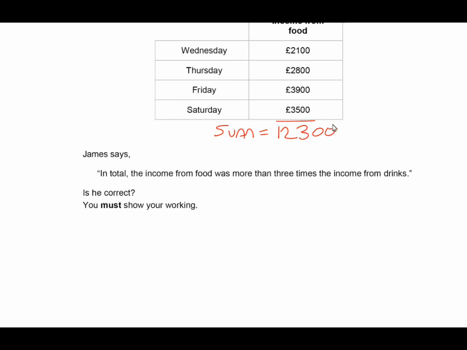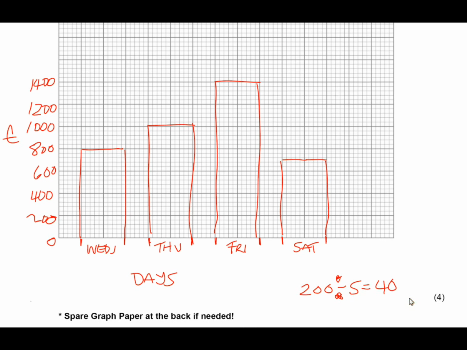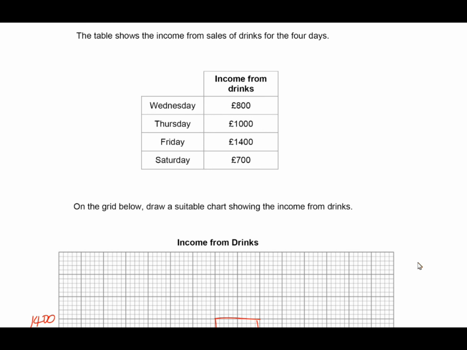£12,300. So from food, we have 12,300. We also need to go and have a look at the income from drinks. So go back to the last question where it gives us that information and work out the sum of the drinks. And that's £3,900.